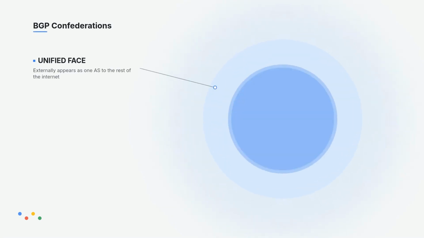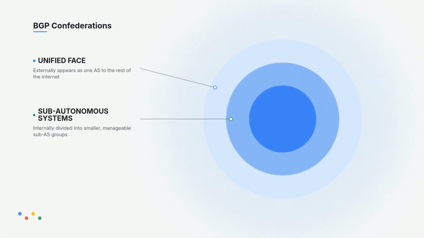Confederations are another scaling tool. They break a large AS into sub-autonomous systems internally, while still presenting a unified face outside. You won't use them everywhere, but you should know why they exist. Next-hop-self is one of those small commands with huge consequences. Without it, internal routers may learn a route but still fail to use it because the external next hop is not reachable the way you assumed.